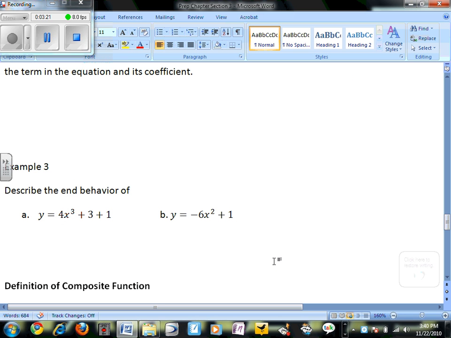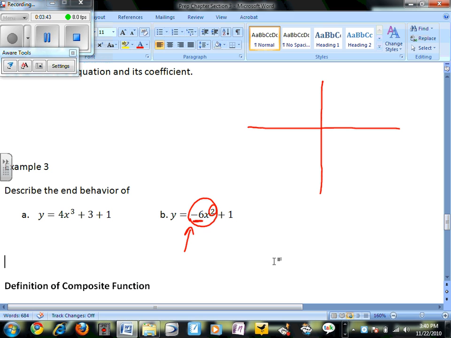B, we have y equals negative 6x squared plus 1. Again, we're going to use the leading coefficient test, and we're going to look at the highest degree and the leading coefficient of that degree. The degree tells us it's going to be an even function, so it's going to look like a parabola. The coefficient is negative, and we know what happens when we put a negative in front of our parent graph, an x squared or an even function. When we put a negative in front of it, it's going to flip it over the x-axis.